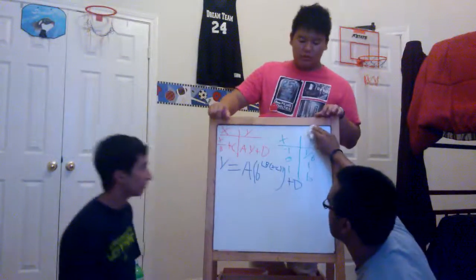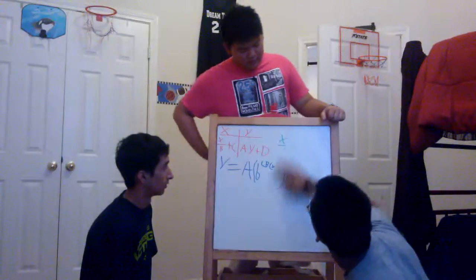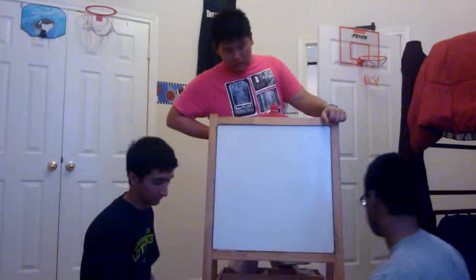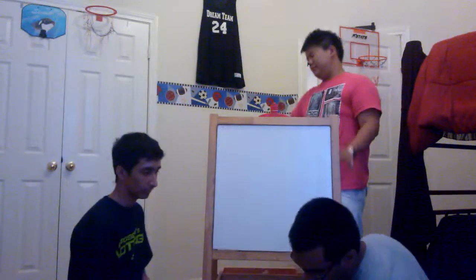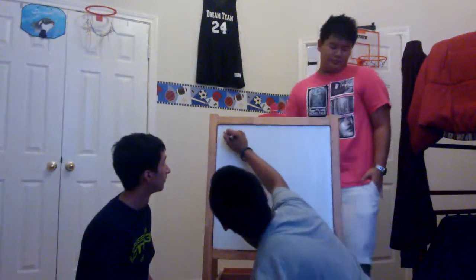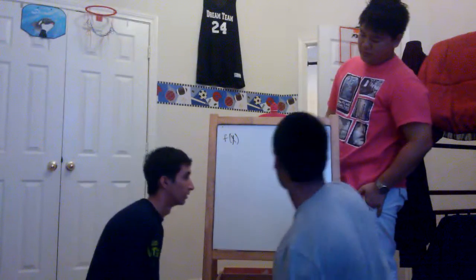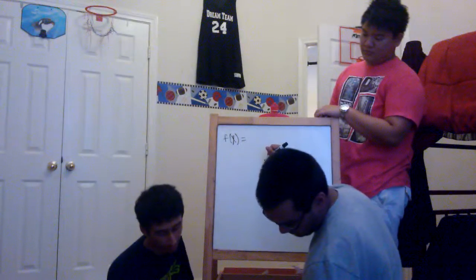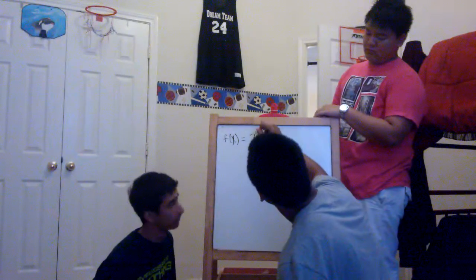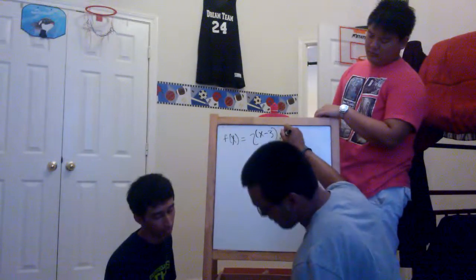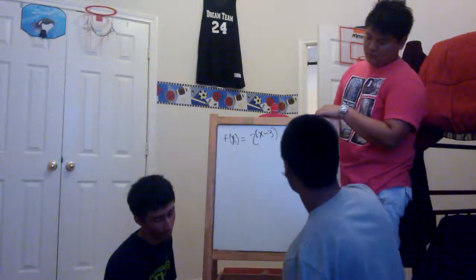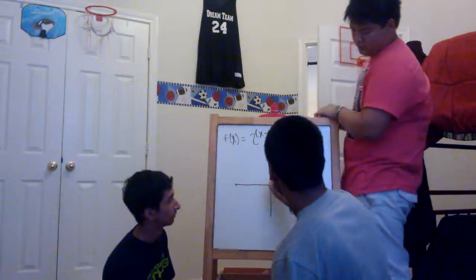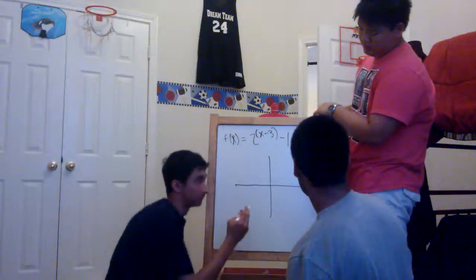So here's example number 1. Alright, so for example number 1, we've got f of x equals 2 to the power of x minus 3, minus 1. Now on the graph, they look like these.